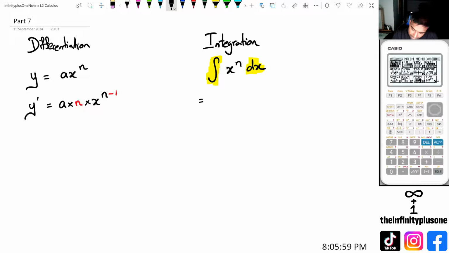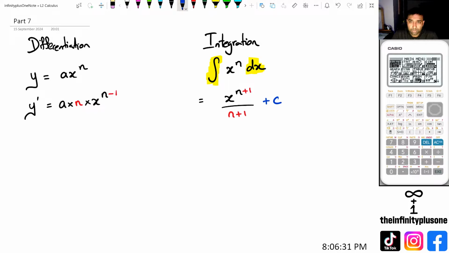Micah, Vishal, welcome. So the way we integrate is, instead of subtracting the power, we add 1 to the power, and we also divide by the new power, which happens to be n plus 1. So whatever that new power is, you've got to divide by it. Now there's one really important thing with integration: when you integrate anything, you have to put the plus c.